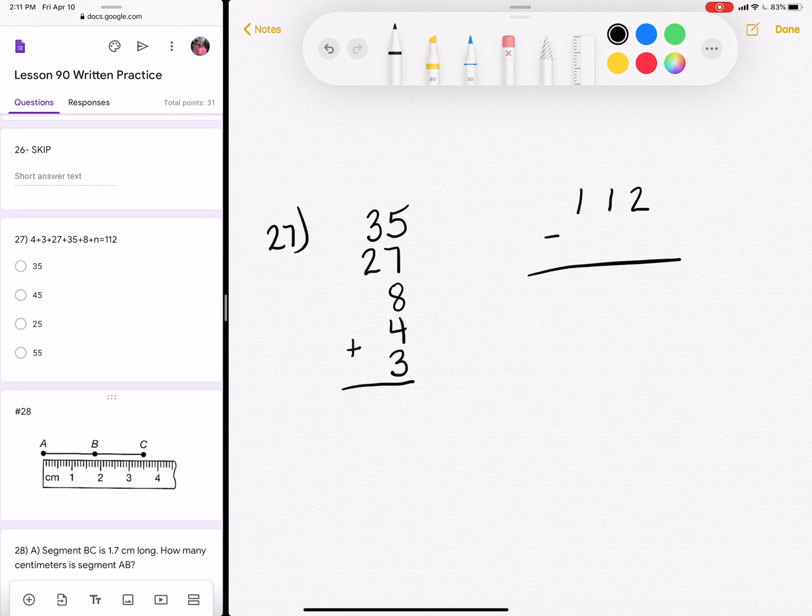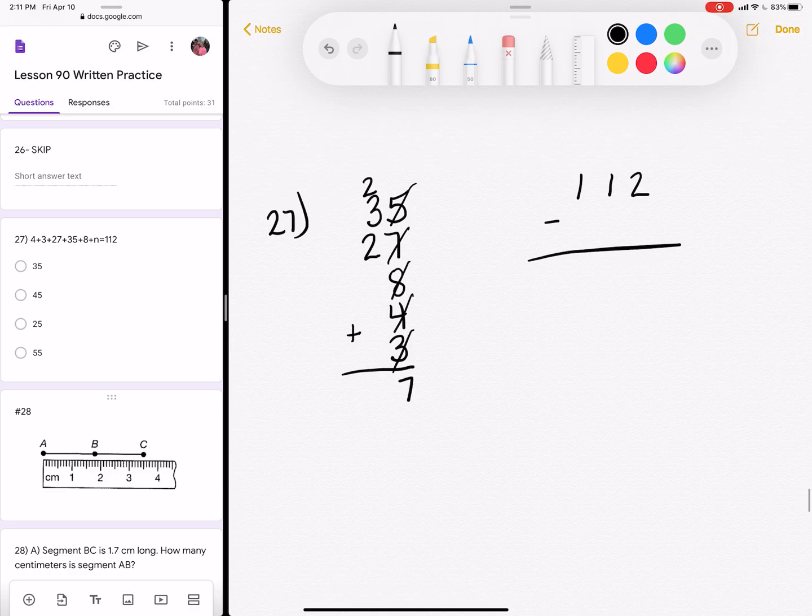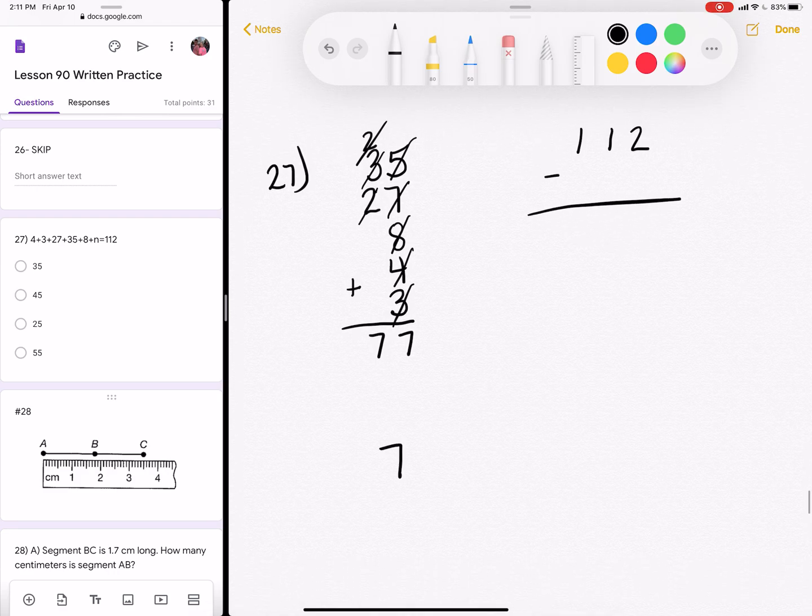I'm going to find as many 10s as I can. 7 and 3 is a 10. 5 and 4 would be 19. Plus 8 more would be 27. 3 and 2 would be 5. Plus 2 more would be 7. Now I need to subtract that from the whole answer. If I were to rewrite this problem right now, I would say 77 plus n equals 112. That's why I'm subtracting. I'm isolating this variable.